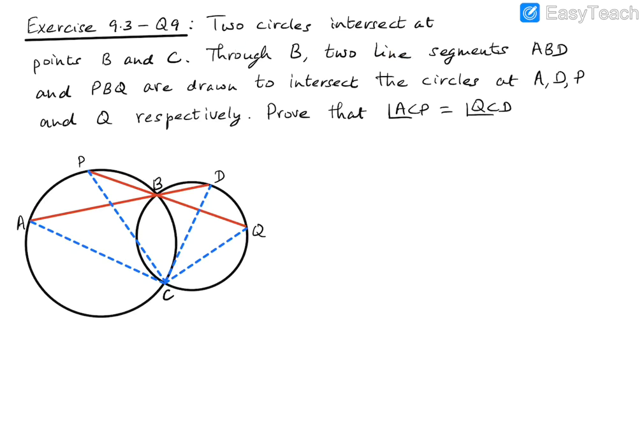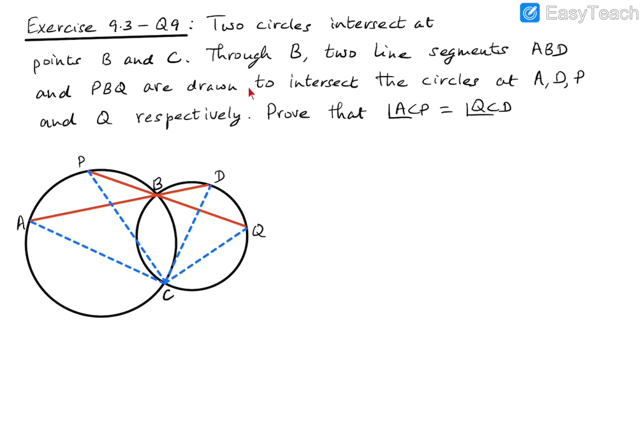two circles intersect at points B and C. So we have one circle and another circle. They intersect at points B and C. Through B, two line segments, that is ABD and PBQ, are drawn. So through the point B, we have a line segment ABD is drawn, and another line segment PBQ is drawn through the point B. So we have PBQ over here.